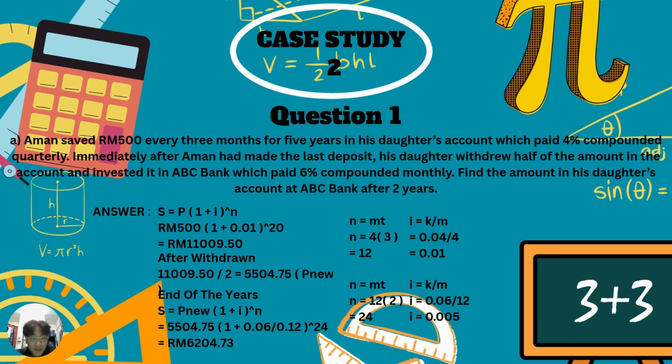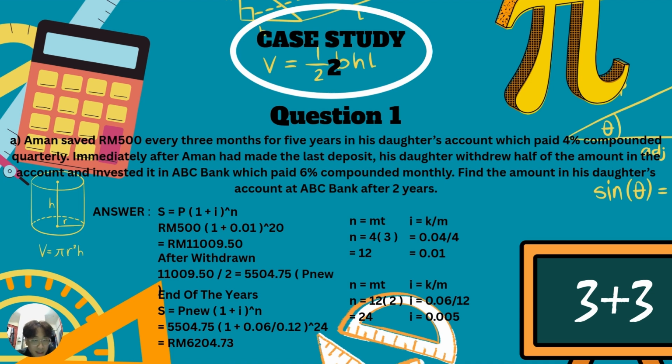Moving to this question, case study 2, question 1. Aman saved 500 ringgit every 3 months for 5 years in his debtor account, which paid 4% compound quarterly. Immediately after Aman had made the last deposit, his debtor withdrew half of the amount in the account and invested in the bank ABC Bank, which paid 6% compound monthly. Find the amount in his debtor account at ABC Bank after 2 years.